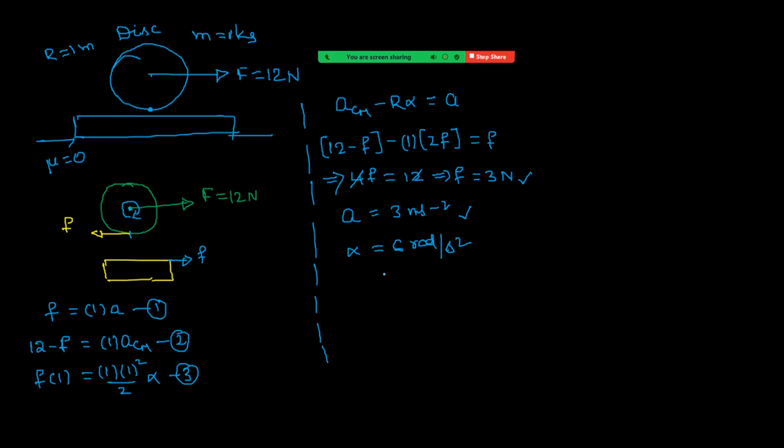Let's see what is left here. F is done, A is done, A CM is left. A CM is 12 minus F, and F is 3, so A CM is 12 minus 3, that is 9 meter per second square. Like this, we can find all the values. Next, see the next problem.